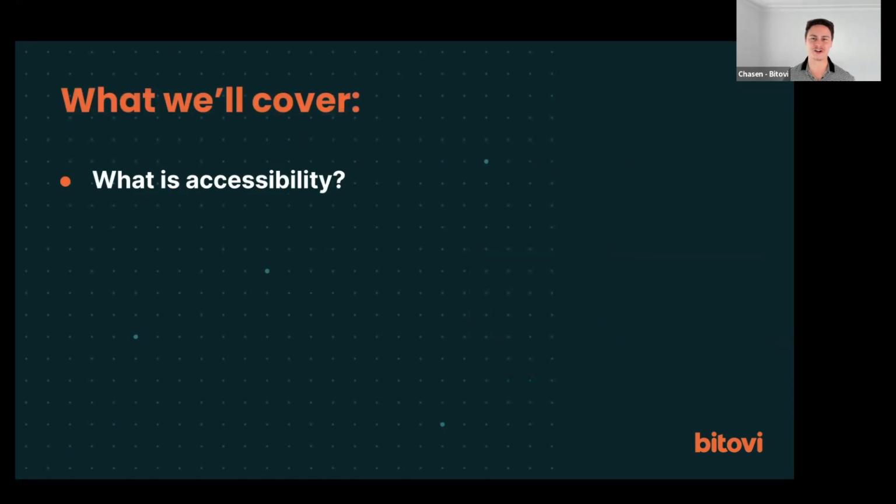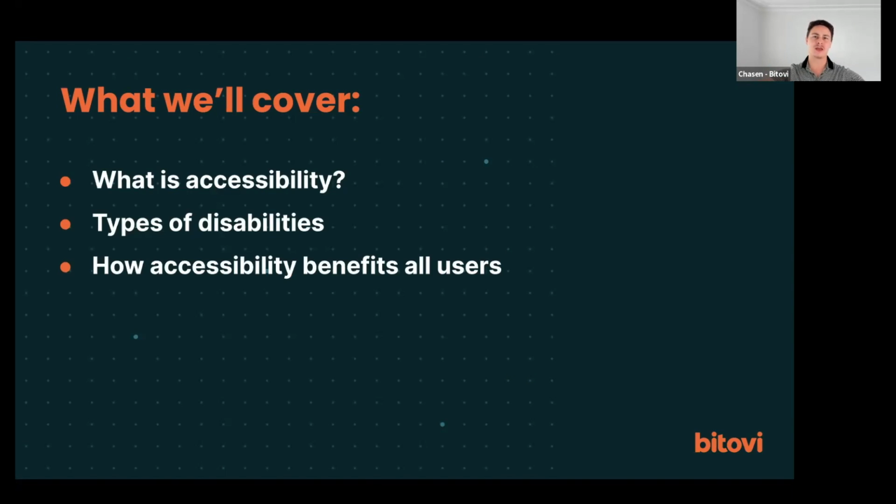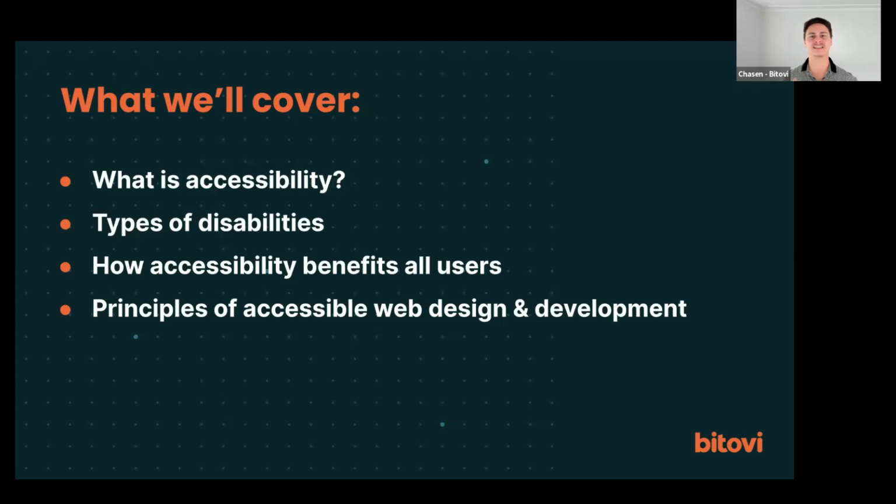Today, what we're going to cover is a brief discussion about what is accessibility. We're going to talk about different types of disabilities and how they can be permanent, temporary, or situational in nature. We're going to talk about how accessibility benefits everyone, right? It's not just for people who have permanent disabilities. Accessibility is for everyone.